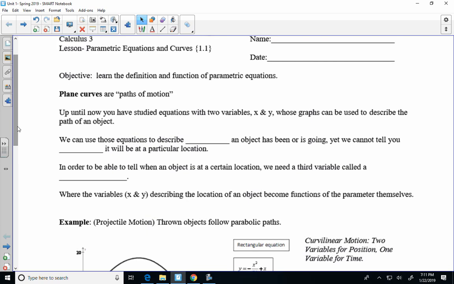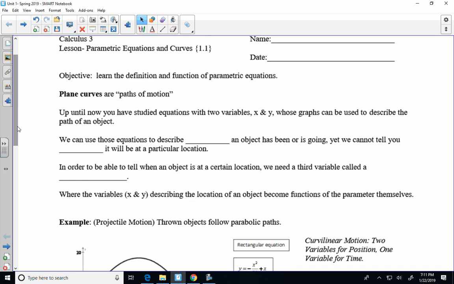Plane curves, paths of motion. A plane curve is kind of a weird thing to think about, because once you realize that it's what you've been working with all your mathematical lives, you're like, all right, so why are we changing the name? Why are we calling it plane curves now? Why is it not just a curve?